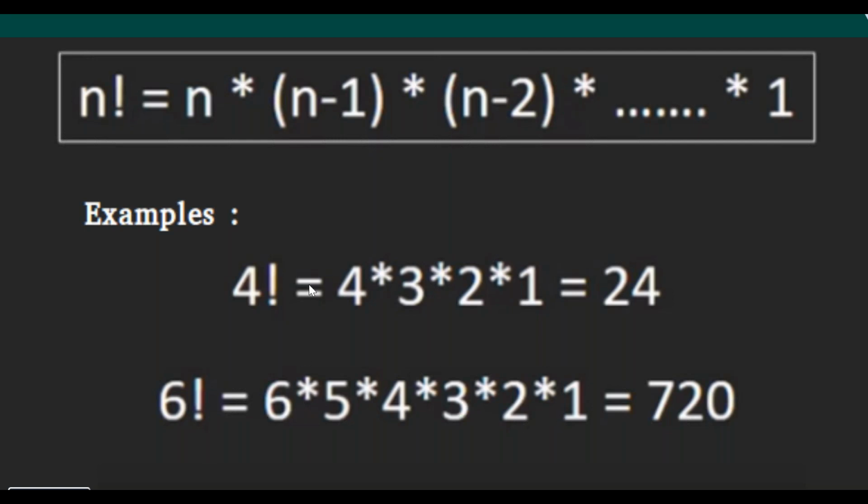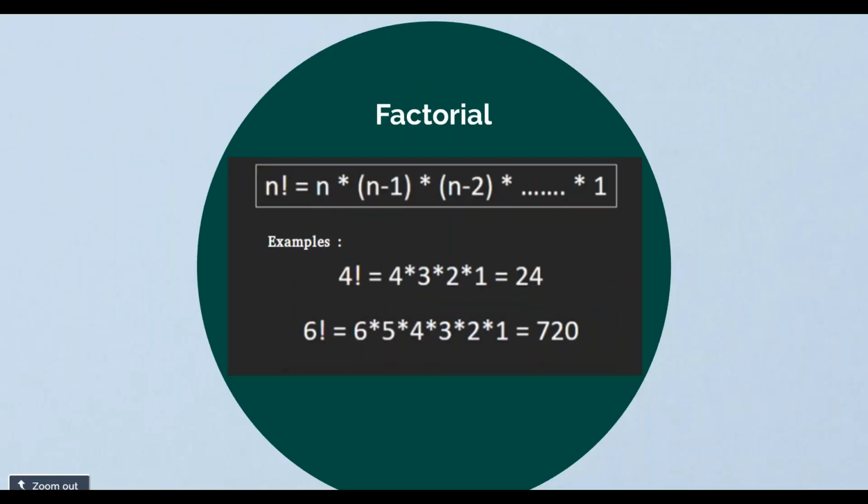So these are small examples that I have taken. So this is a factorial. This is how the problem statement would be looking, and these are the examples: 4 factorial or 6 factorial. 4 factorial's output is 24, 6 factorial's output is 720. Let me try to write that for you so that it becomes easier.